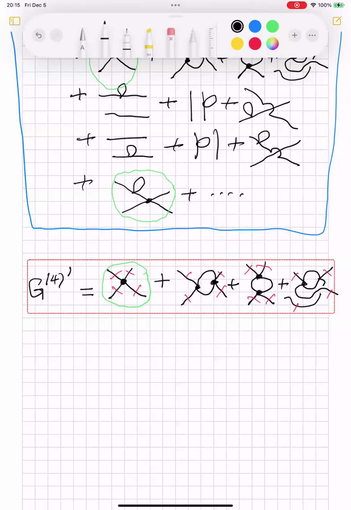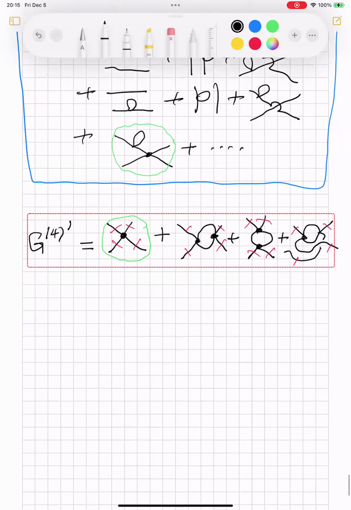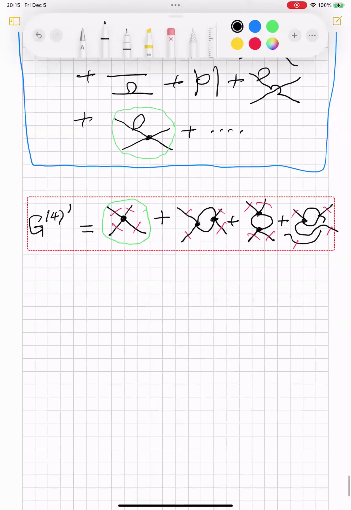Okay, so now let's try to write down some concrete results. We're not going to derive them. This is again things that we studied last year, and you can look them up in any book. So we'll say at one loop.